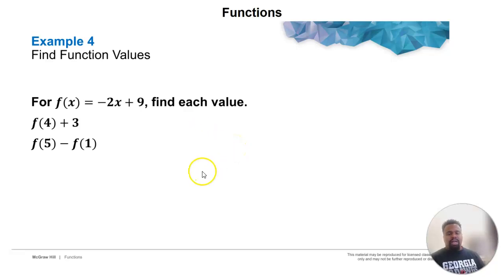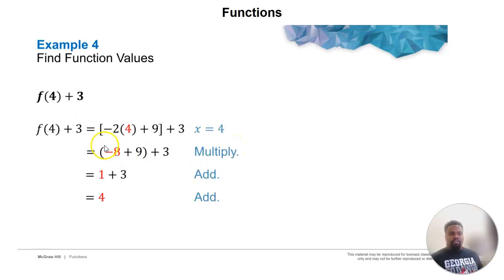So let's go ahead and break down these examples. For this one, substitute 4 into our function, so -2 times 4 plus 9, instead of -2x plus 9, and then we're going to add 3. So -2 times 4 is -8, -8 plus 9 is 1, and then we just do 1 plus 3, that gives you 4. So 4 will be our output here when we evaluate this function.